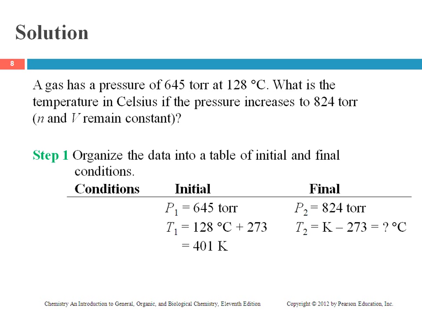Okay, so we organize our data. P1 is 645 torr. We can use torr or atm. And we have 128 degrees C plus 273. We have to change from Celsius to Kelvin. And we have 824 torr, and we are finding T2. Whatever our Kelvin minus 273 would give us degrees C.